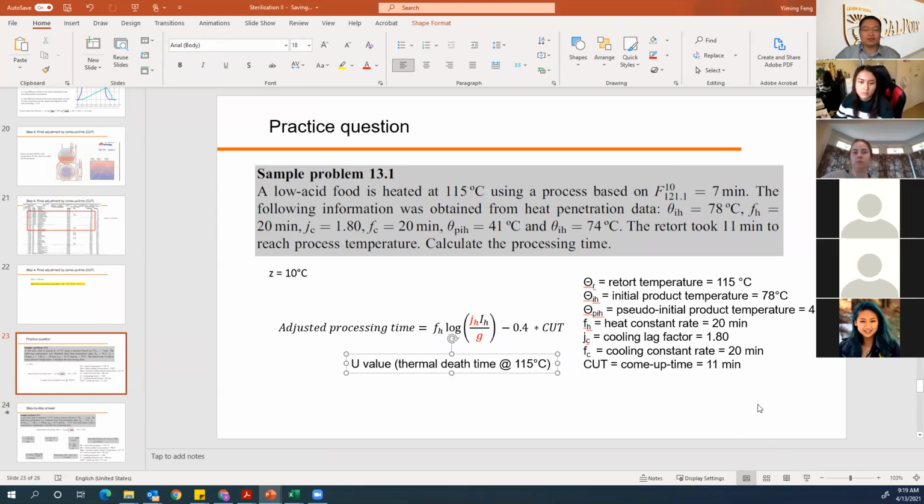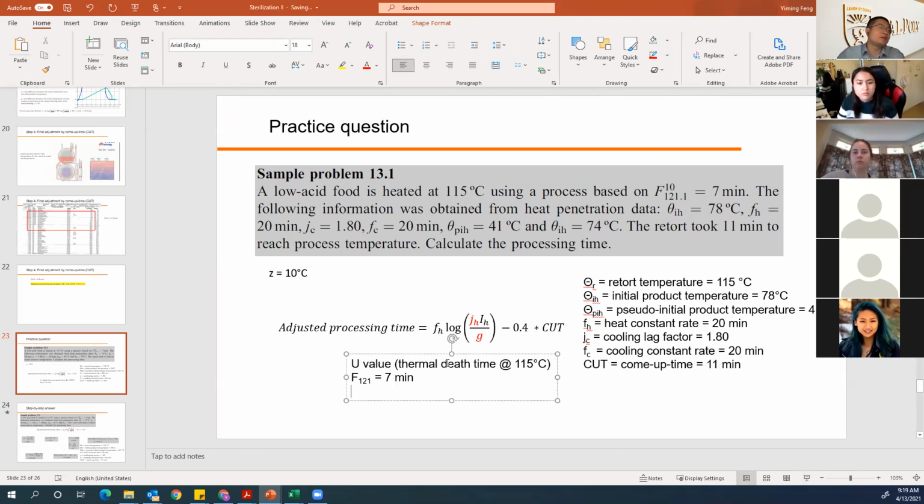So by the definition, we know that the U value is the thermal death time at 115 degrees C, right? What we are given here is that at 121 degrees C, our required time is 7 minutes. This is given by our question, right? This is our reference F value.